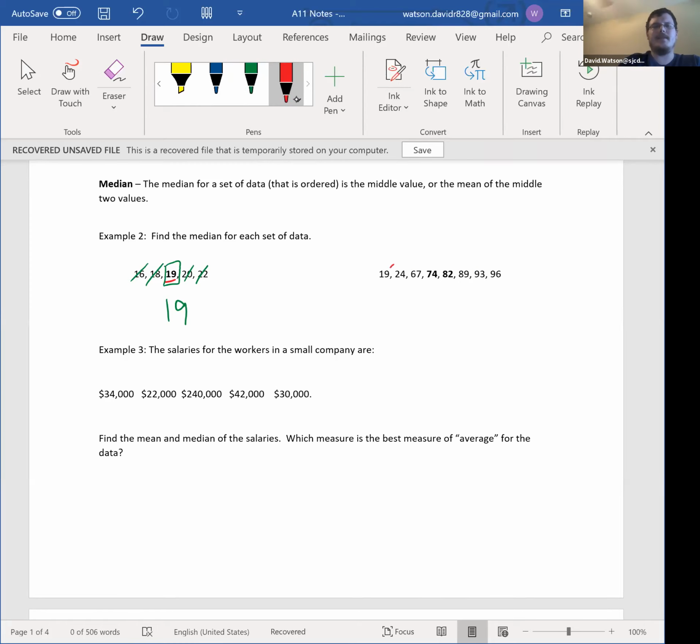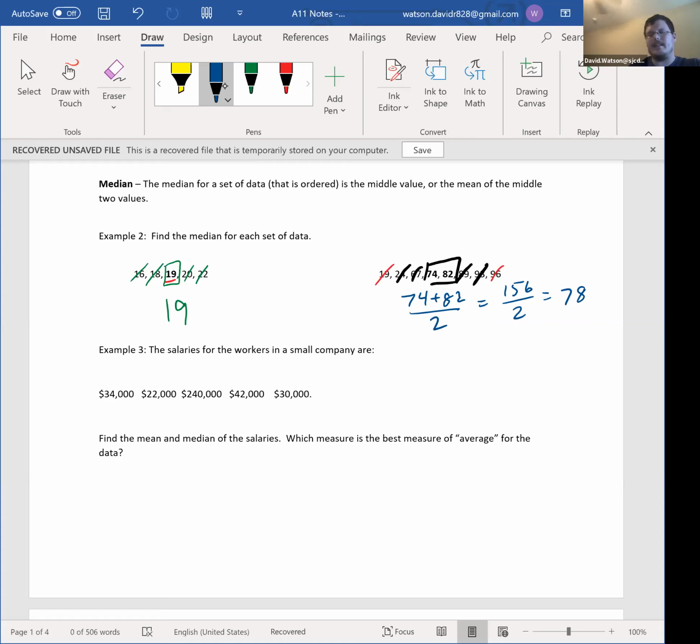For that second set, if we do the same thing, cross off the first and last in pairs, then we see that we have two middles this time. If we have two middles, we take the mean of them, which just means we add them up and divide by how many there were, which in this case is just two. So 74 plus 82 is going to be 156. And divide that by 2, and you'll get 78.